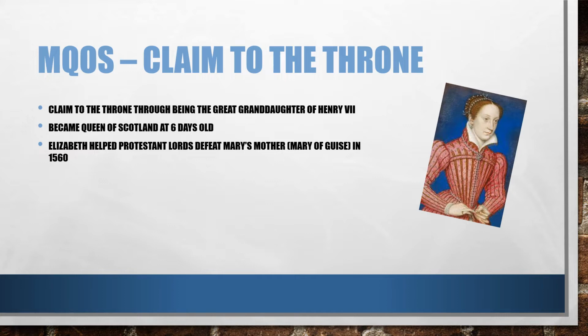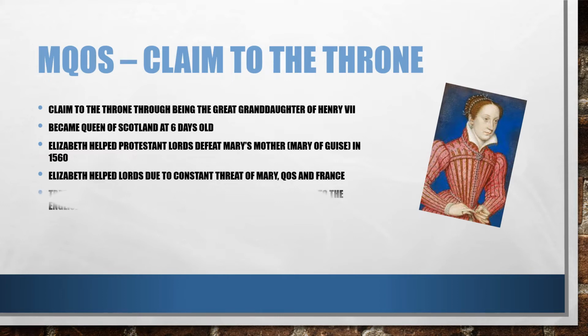But in the meantime, Elizabeth had helped Protestant lords defeat Mary's mother in 1560. Mary of Guise had been controlling Scotland at that point in her daughter's absence. The particular reason why Elizabeth helped the lords in Scotland was due to the constant threat of Mary, Queen of Scots and France. There was a Treaty of Edinburgh that was signed in 1560 where one of the conditions was that Mary would give up her claim to the English throne.